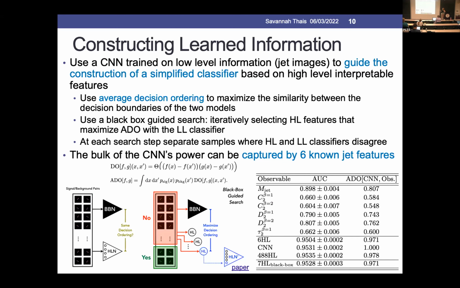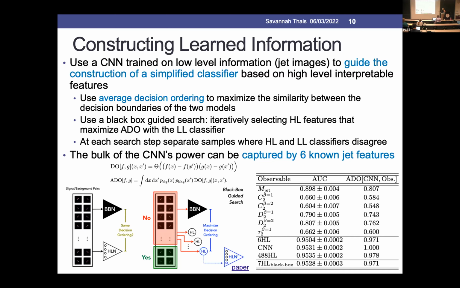So here they use average decision ordering to maximize the similarity between the decision boundaries of two models, where your interpretable model would be something like a decision tree on high-level features, so you can directly see what information the model is leveraging. They iteratively select these high-level features from some feature set that they've defined and maximize the average decision ordering between that and the low-level classifier.